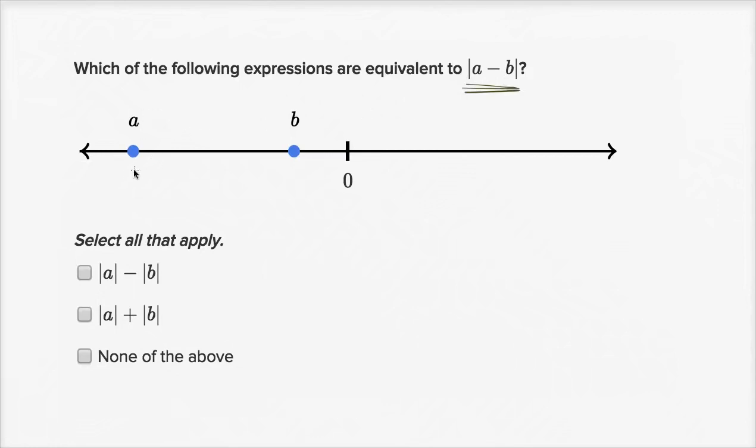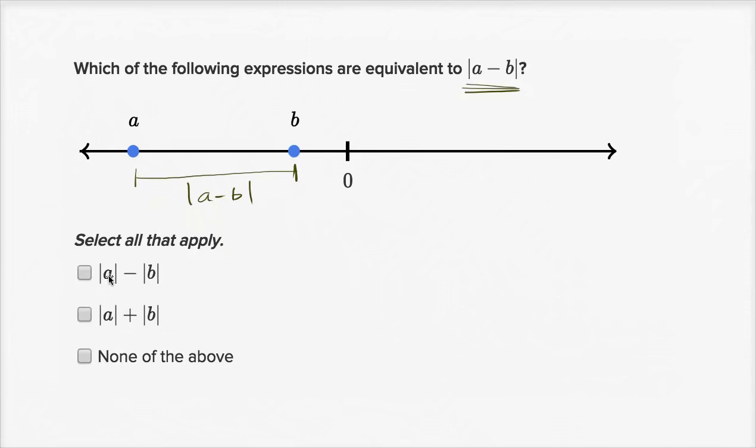So it's going to give us this distance right over here. That is the absolute value of a minus b, which is of course the same thing as the absolute value of b minus a. So which of these expressions are equivalent? So this first one has the absolute value of a minus the absolute value of b.